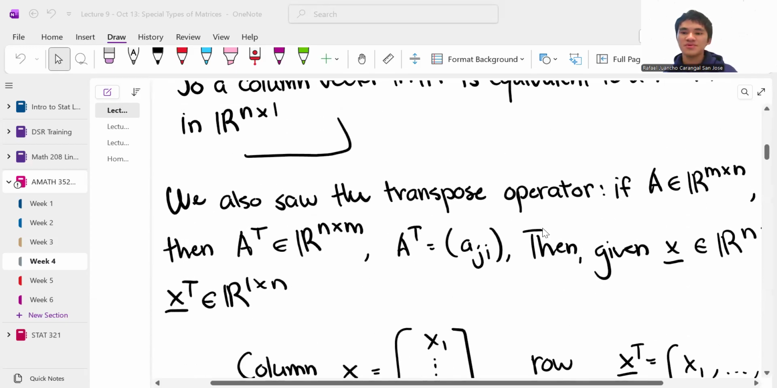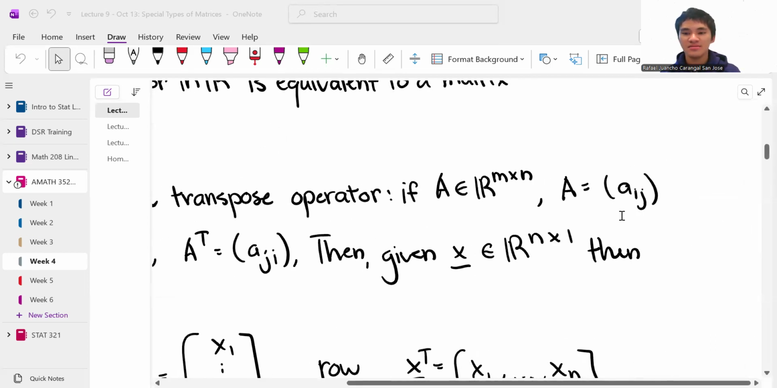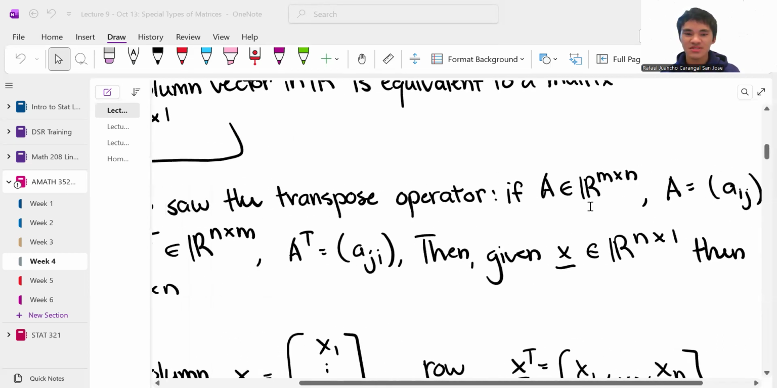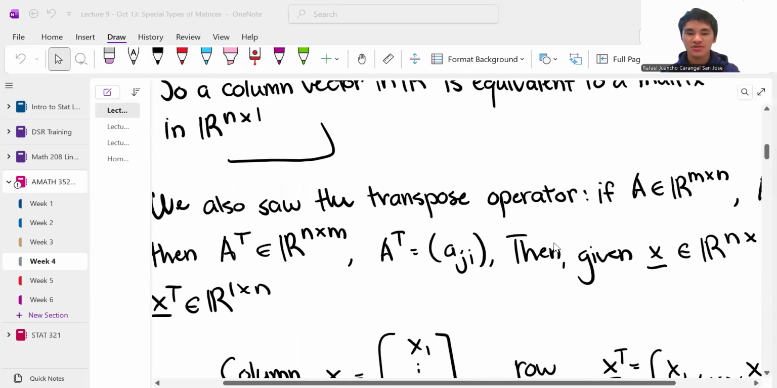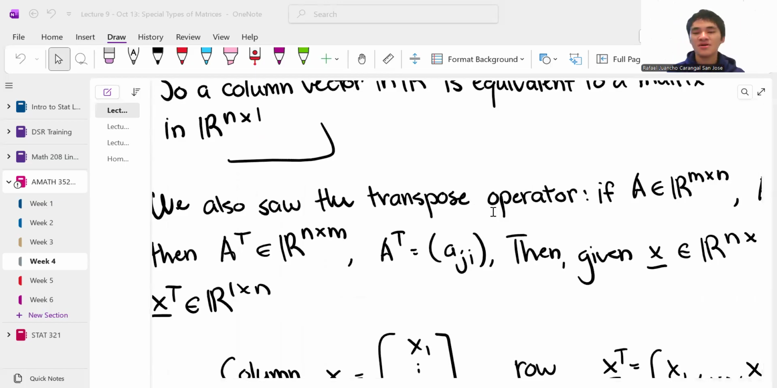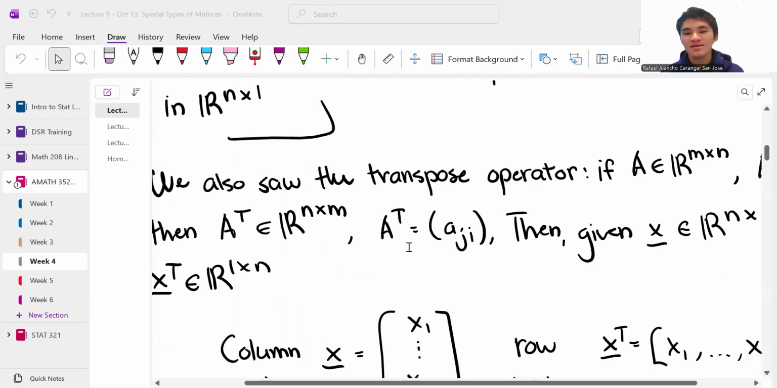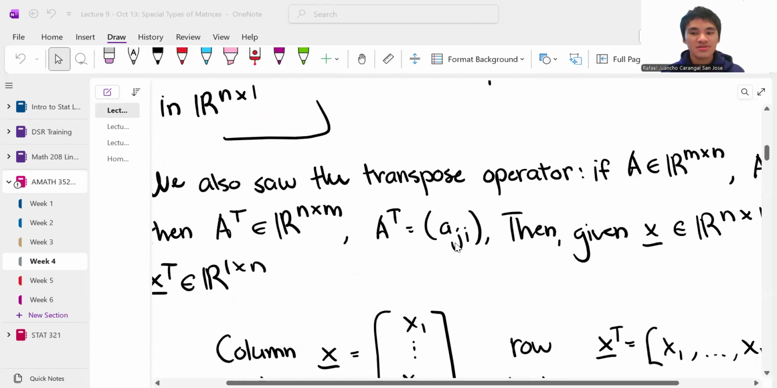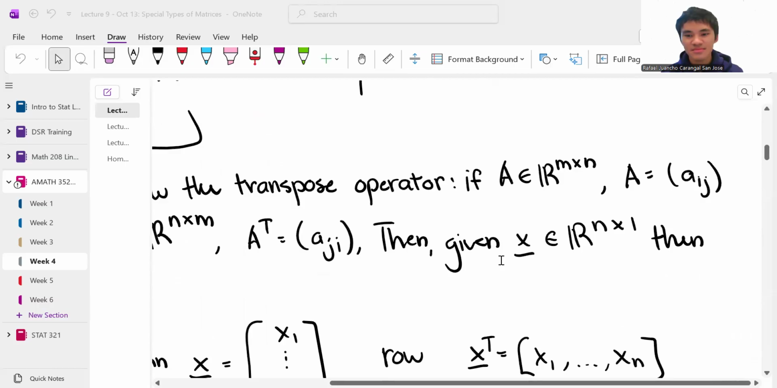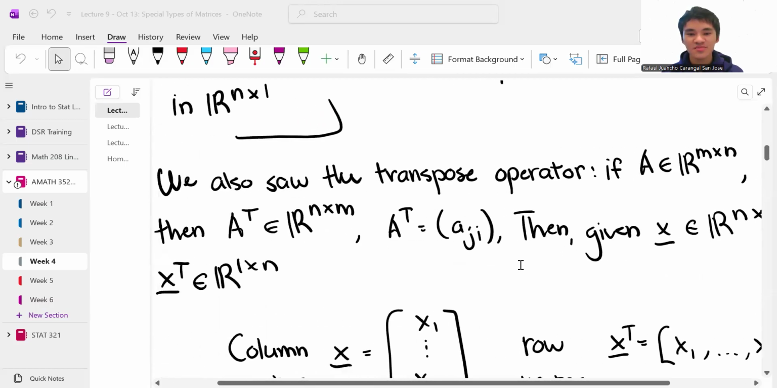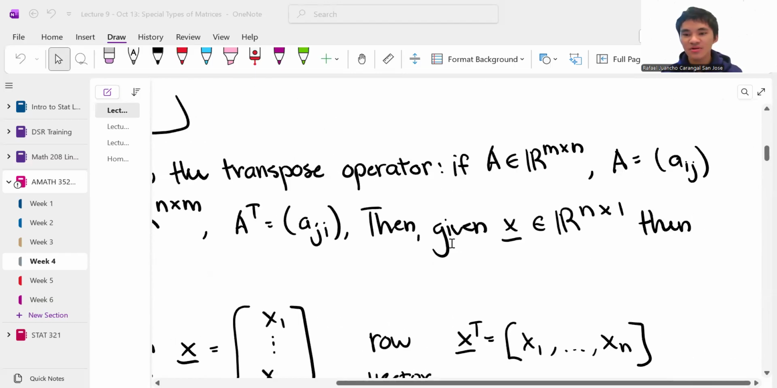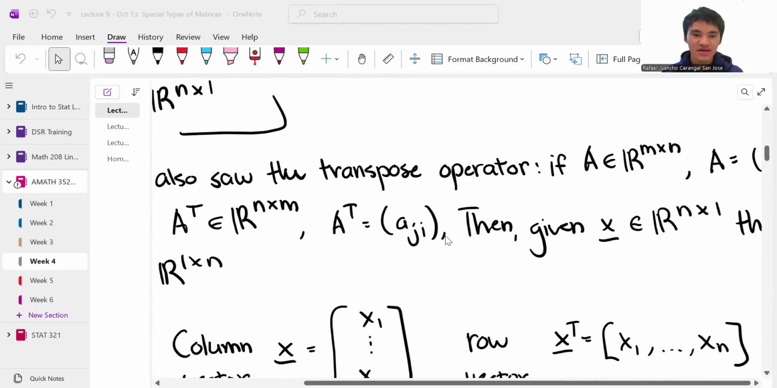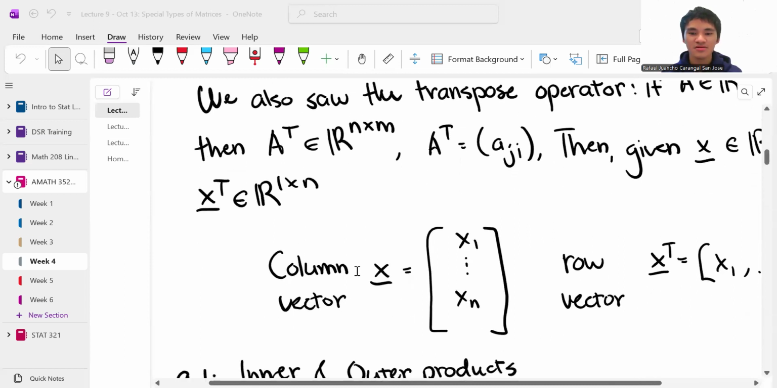We also saw the transpose operator. If A is m by n, then this is just a fancy way of saying their indices. When we transpose it, we just switch the number of rows and columns. The number of rows now become columns, the number of columns now become rows, and their indices switch as well. And for X, if we transpose it, here we have n rows and one column, but if we switch it, now we have one row and n columns.